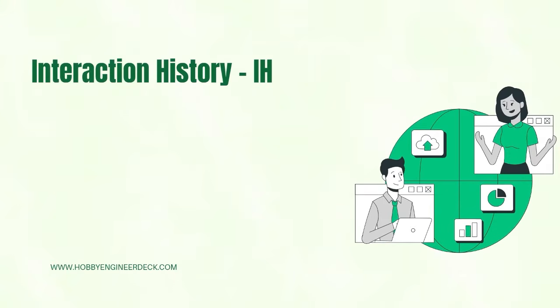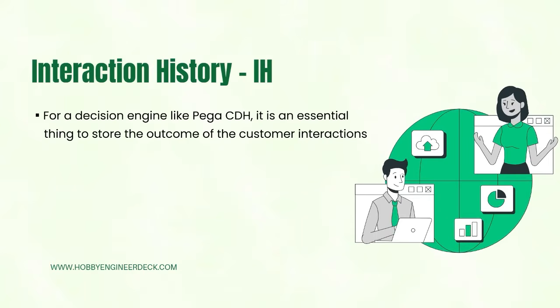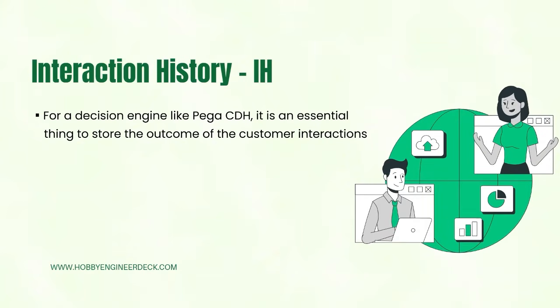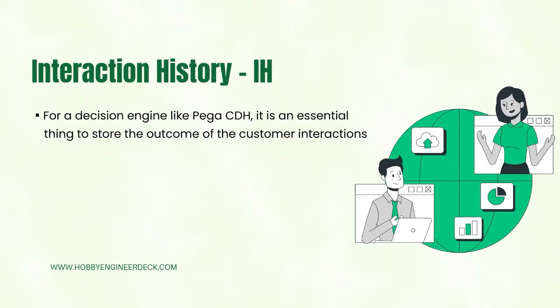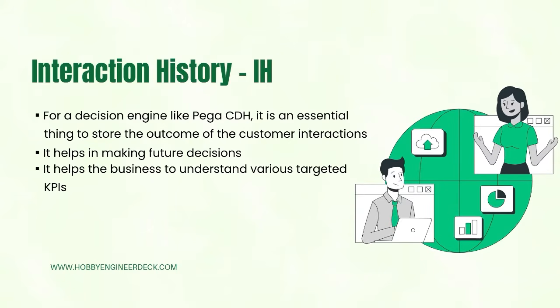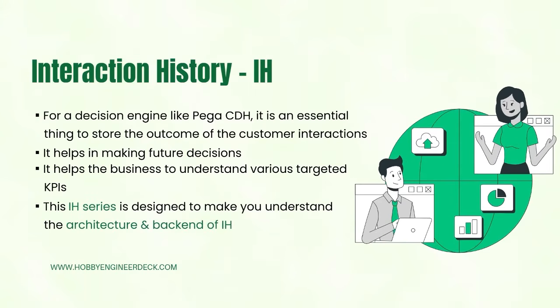So now, what is interaction history? The $1 million question, right? For a decision engine like Pega CDH, it's essential to store the outcome of customer interactions, obviously. And what does it do? It helps us in making future decisions. It helps the business to understand various targeted KPIs. That is the reason this IH series is designed to make you understand the fully functional architecture and also the backend things of IH.